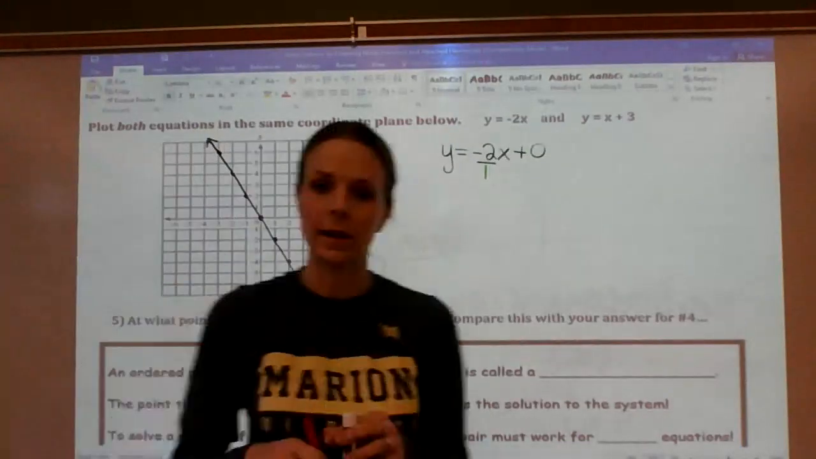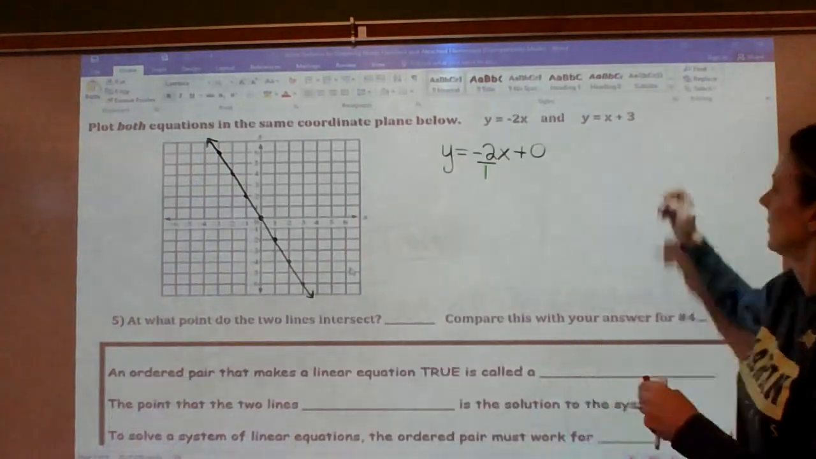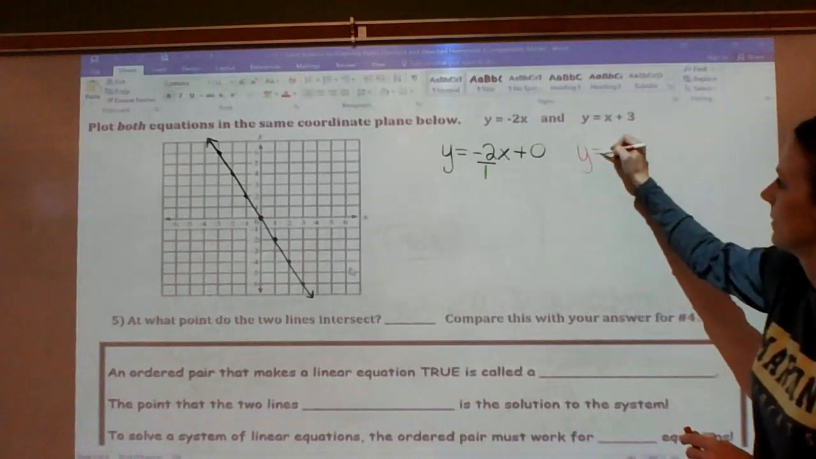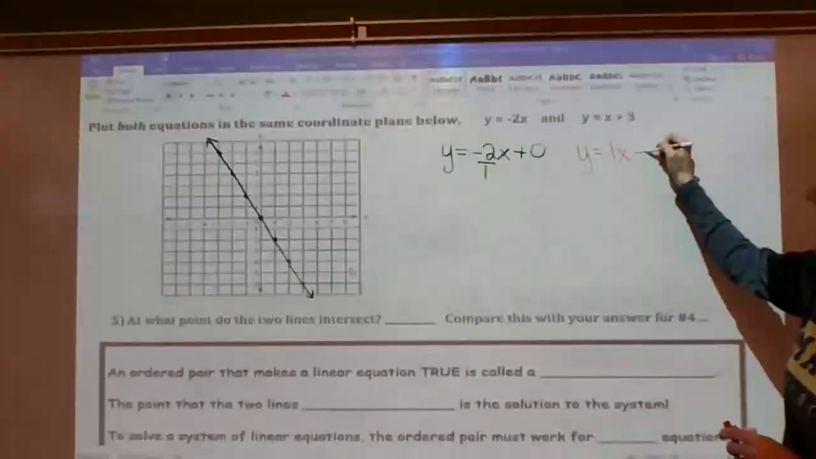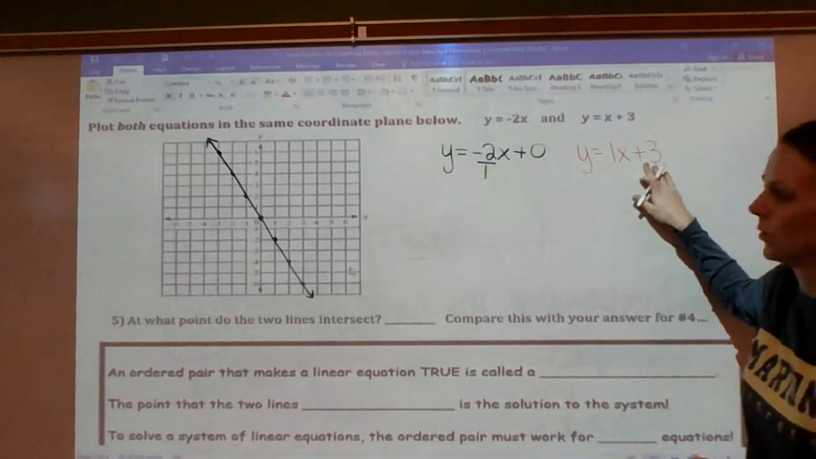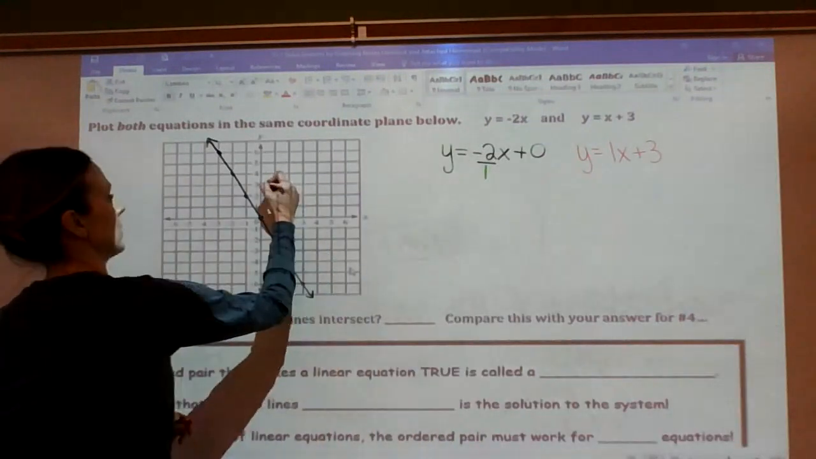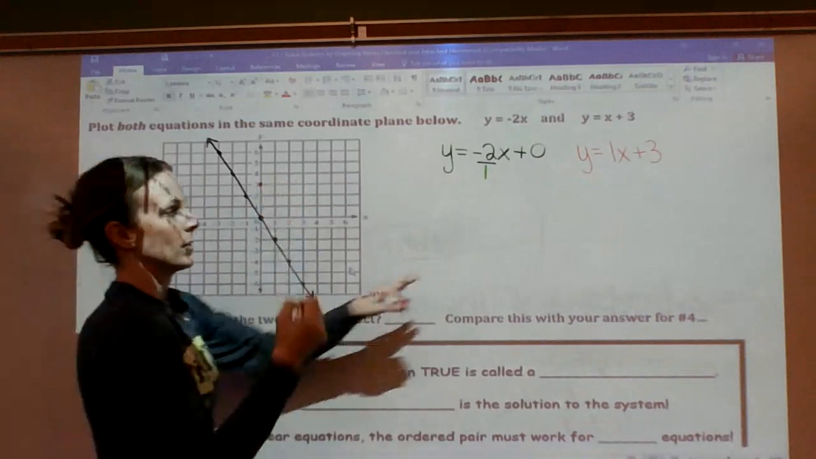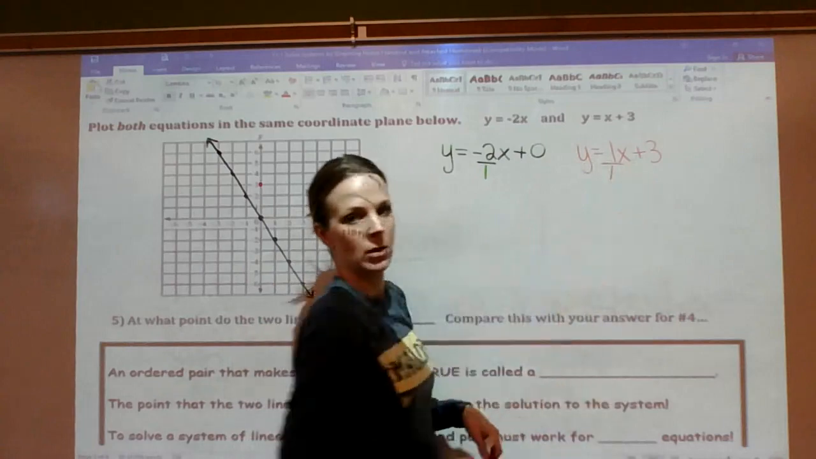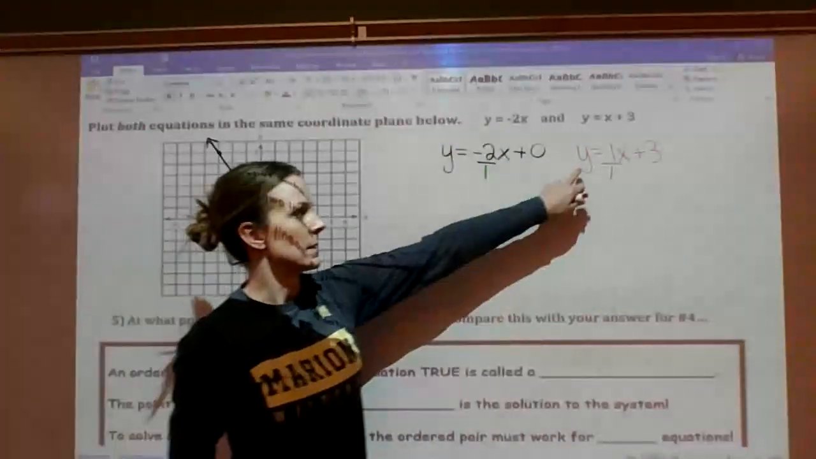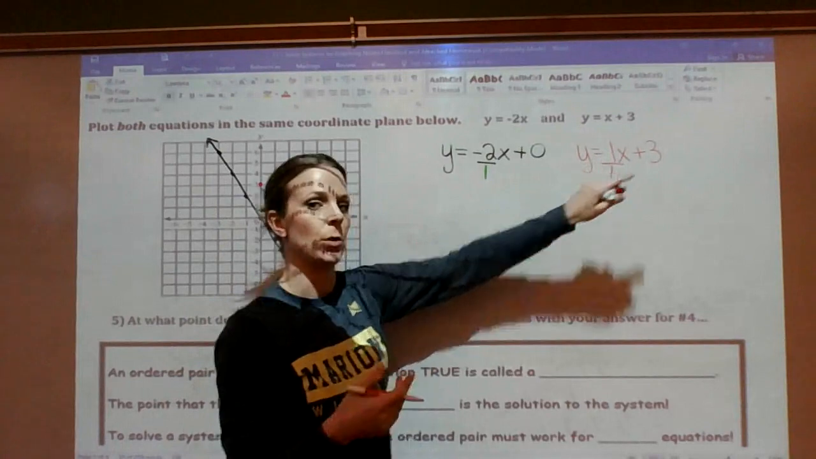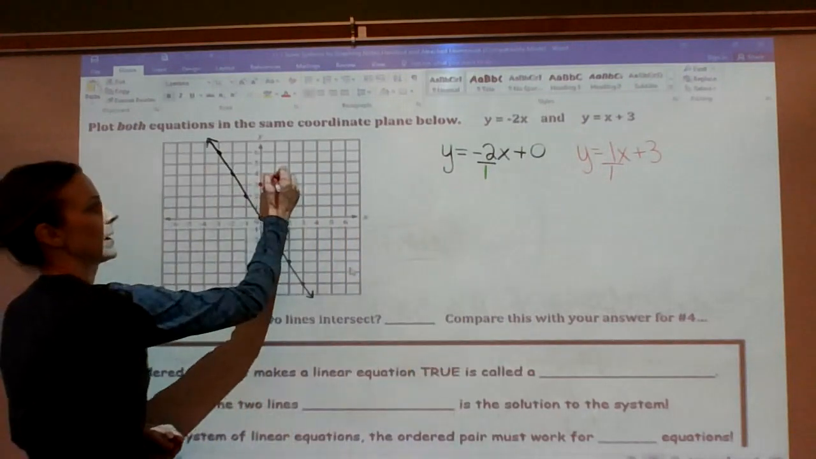Okay, looking at our second equation, they have it in slope-intercept form. The only thing that they don't have is the number in front of the x written, so it's implied a 1. Okay, so again, this is my y-intercept. So I'm going to go to the y-axis at 3. And then I'm going to do a slope of 1. And again, I'm going to make it a fraction and put it over 1. This is my rise. So I'm going to rise up 1, and then I'm going to run to the right 1. So I'm going to go up and right.